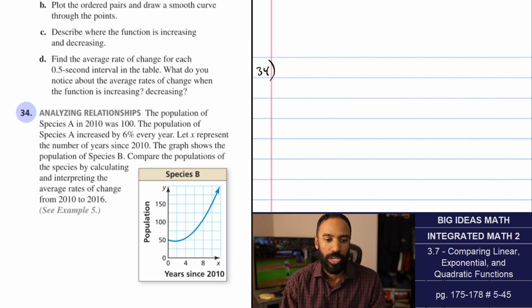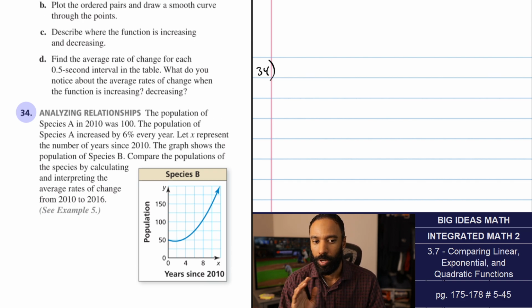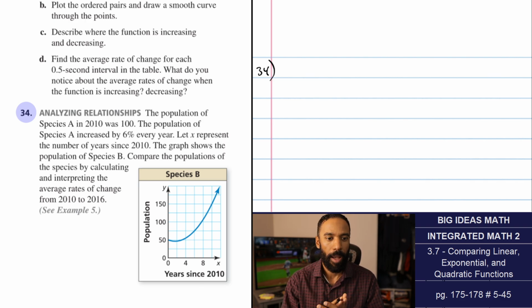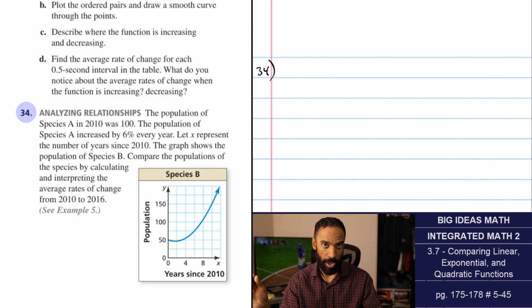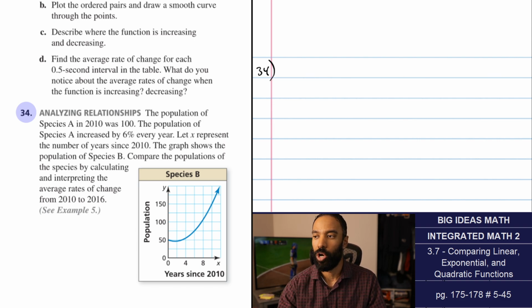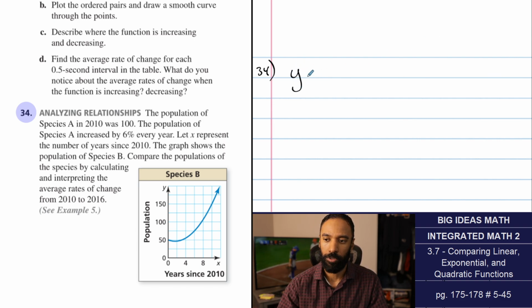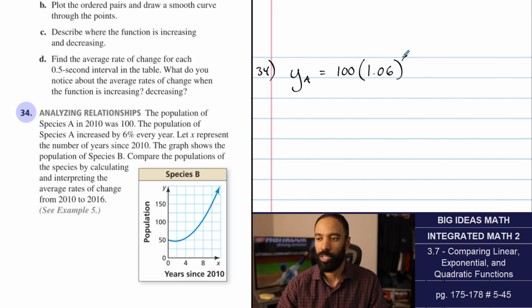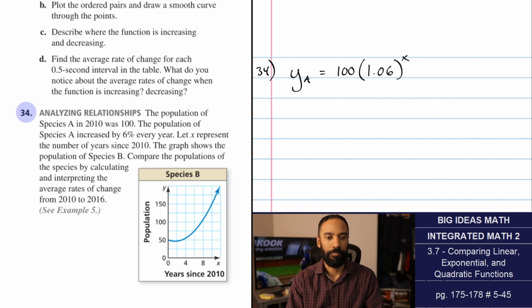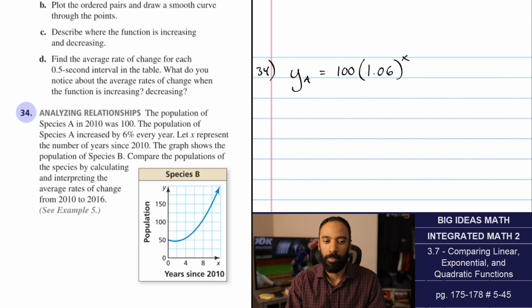Okay, analyzing relationships. The population of species A in 2010 was 100. The population of species A increased by 6% every year. All right, automatically I'm going to write a model. It's an exponential model. So right here for population A, I'll just say y sub A equals 100 for the initial population. This was year 2010. And then increase by 6% every year, 1.06 to the x power. We're going to use variable x just like the graph is using there. Let x represent number of years since 2010.